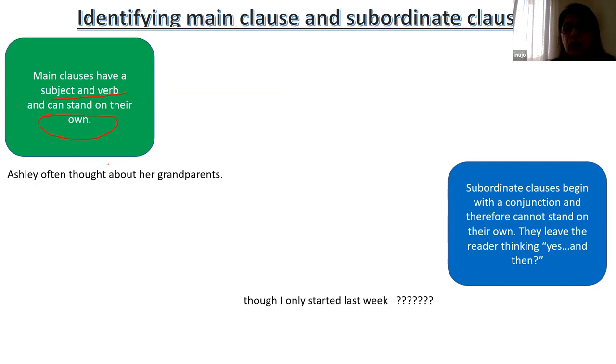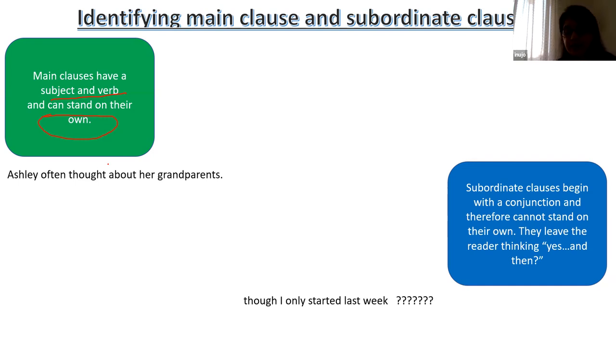For example, though I only started last week. This clause, though I only started last week, starts with the conjunction though, and you are in doubt. You have a question: then what? I started last week, but then the sentence stops, and I cannot know what happened next. So these types of words which unite to form a clause but cannot stand on their own, without an independent meaning, are called subordinate or dependent clauses.